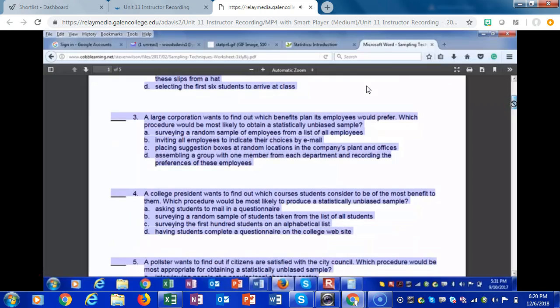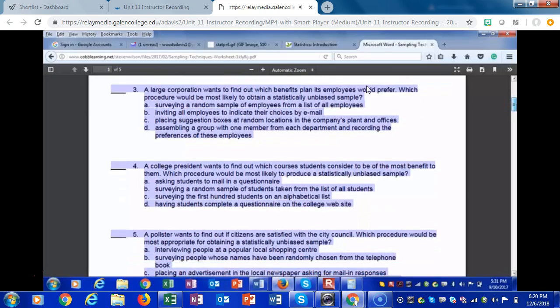Number 3. A large corporation wants to find which benefits plan its employees would prefer. Which procedure would be most likely to obtain a statistically unbiased sample? Surveying a random sample of employees from a list of all employees, talking about unbiased, inviting all employees to indicate their choices by email, placing suggestion boxes at random locations in the company's planning offices, or assembling a group with one member from each department and recording the preferences of these employees.